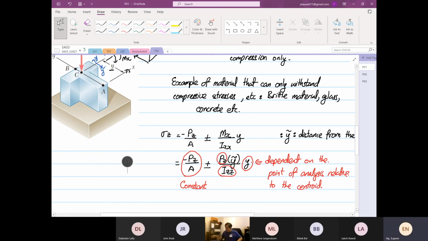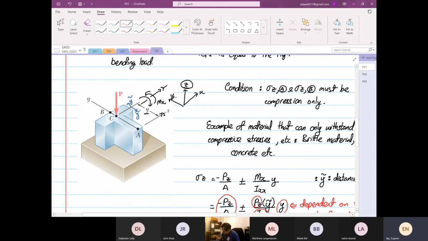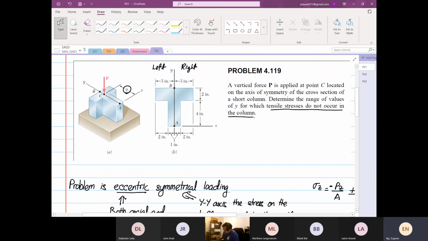Now I have some issue calling this Y. I'm going to get rid of this and change it. I'm going to call this value alpha, because you see too many Y's. So I'm going to change this to alpha.